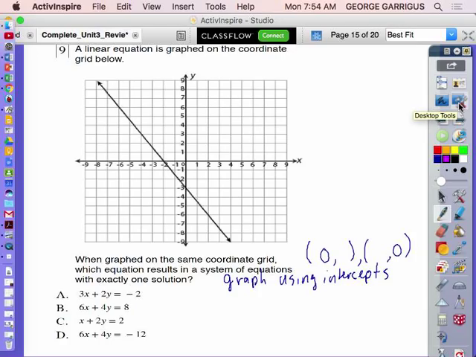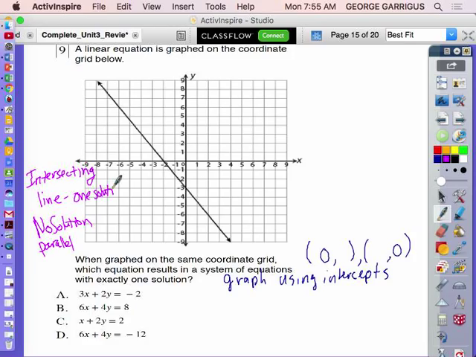A linear equation is graphed on the coordinate grid below. When graphed on the same coordinate grid, which equation results in a system of equations with exactly one solution? So this problem is asking us, some of these lines might be parallel. That would be no solution, if they're parallel lines. If they're the same line, it would be infinite solutions. So we're looking for an intersecting line. That is one solution.